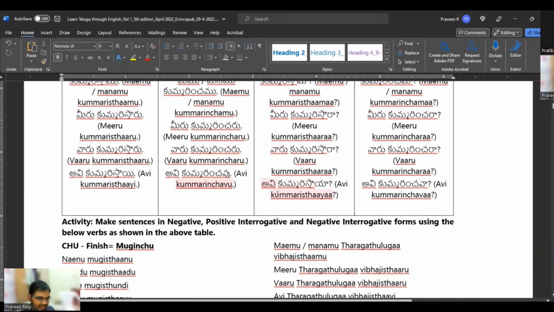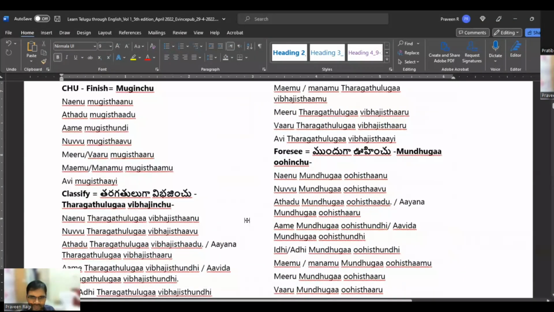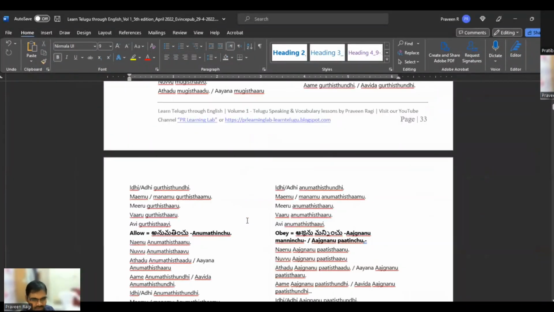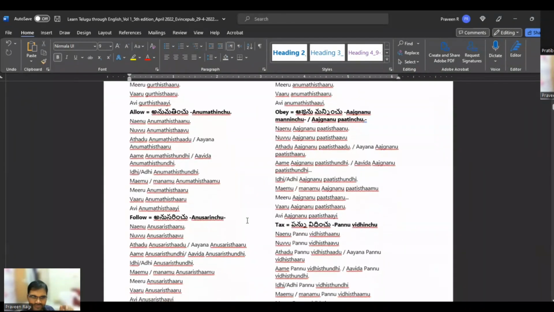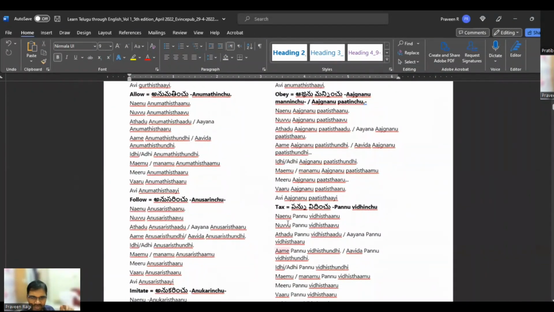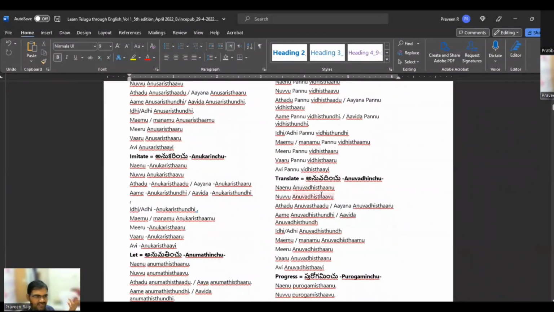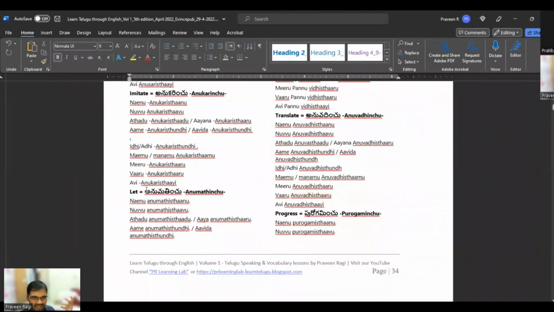And in the coming sessions, you read those sentences. Then if there is a mistake, I will correct it. Then next time when there is a situation to use, it will be perfect and you will not make mistakes. Okay. So I listed many verbs here which are ending with chu. They follow the same pattern as shown in the table. Okay. Follow, tax, pannu vidinchu, this also translate, anuvadinchu. It is regularly used.